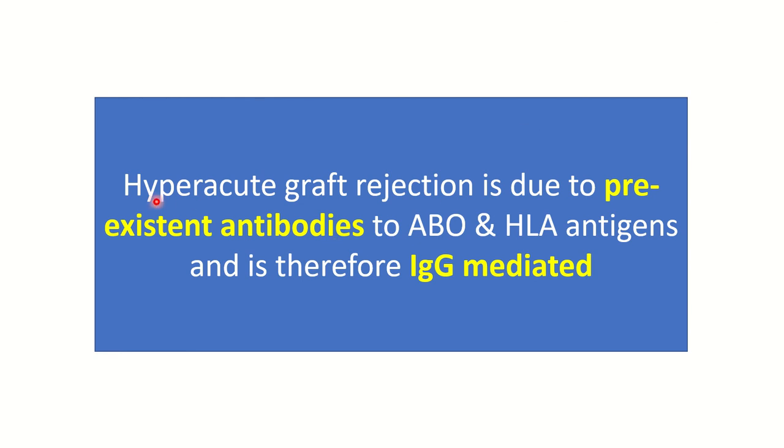here we can see hyperacute graft rejection is due to preformed existing antibodies to the ABO and HLA antigens and is therefore IgG mediated. So this is one of the confusing points. Usually in case of hyperacute rejection, the time is very short. It is immediately during the operation or after a few hours. But here it should be IgM, but it is IgG.